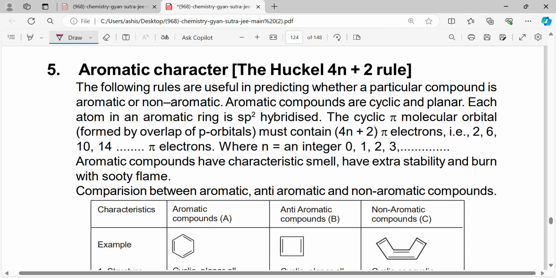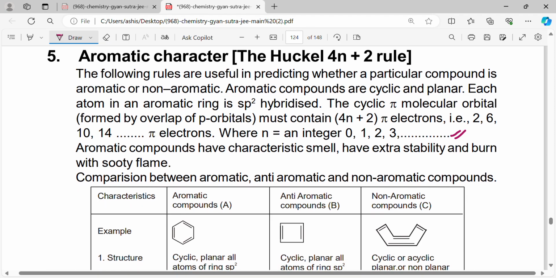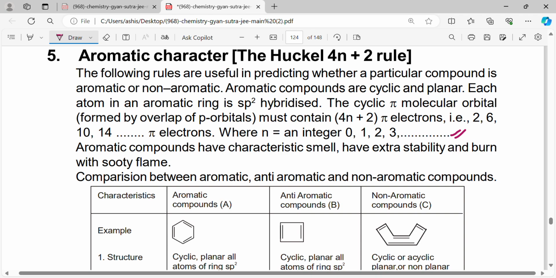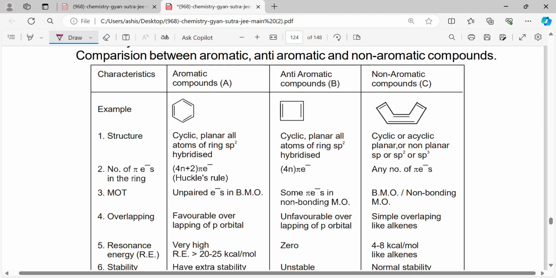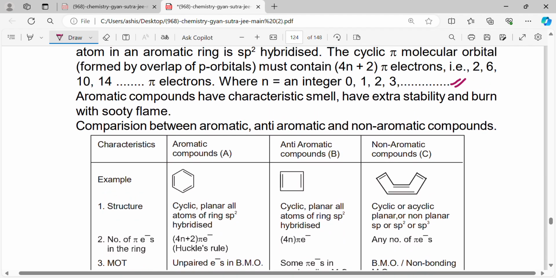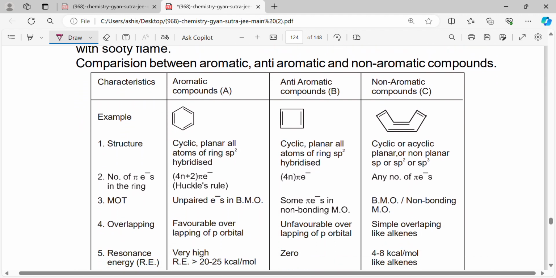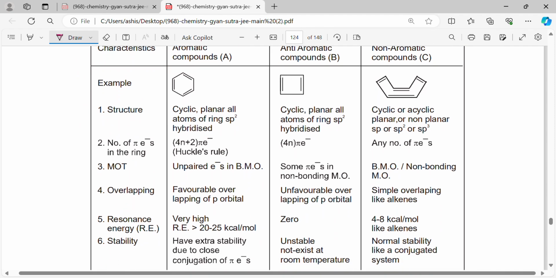Aromatic character, that is Huckel's rule or the 4n plus 2 pi rule. The compounds which are cyclic in nature as well as have 4n plus 2 pi electrons, and that pi electron cloud should be delocalized. The value of n may be 0, 1, 2, 3. These types of compounds are called aromatic compounds, and aromatic compounds are very stable compounds. So these are some examples of aromatic compounds.